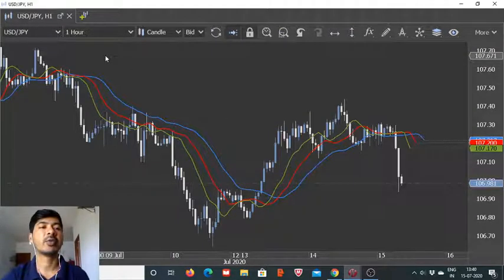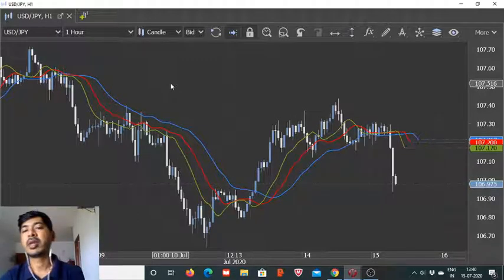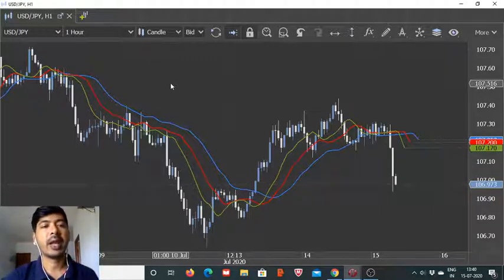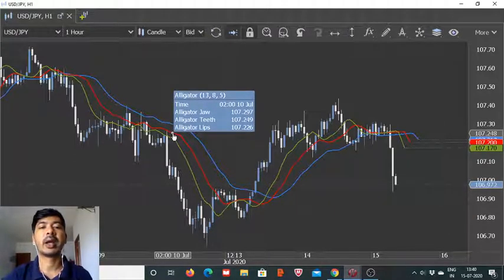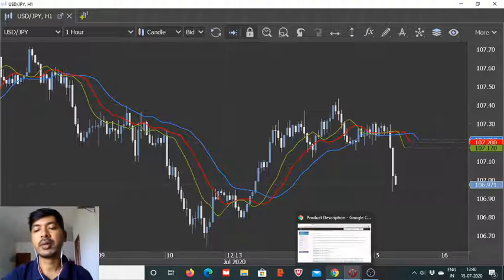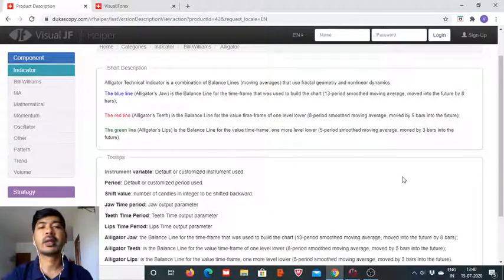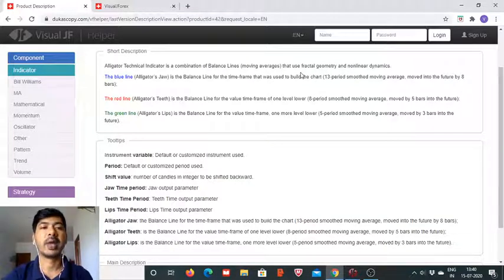So this is the chart for the alligator indicator, and you will have these three components of the alligator. One is the jaw. This blue line is the jaw. The red line, the middle line, is the teeth, and the green line is called the lips. So you have these three moving average lines which form the basic components of the alligator.